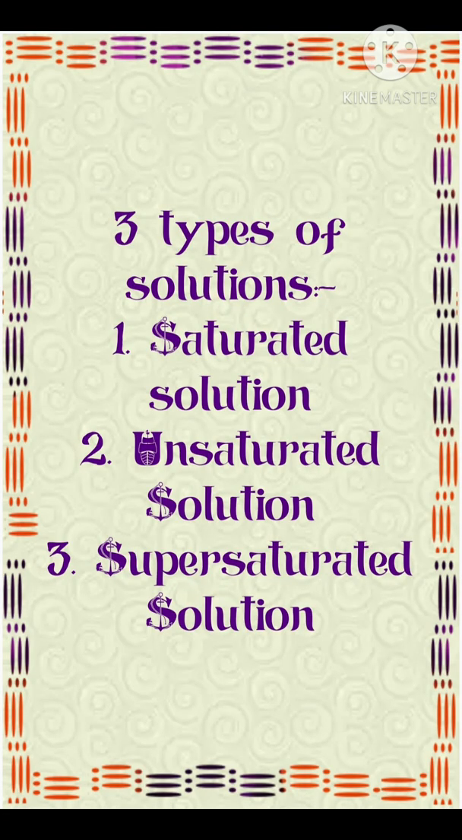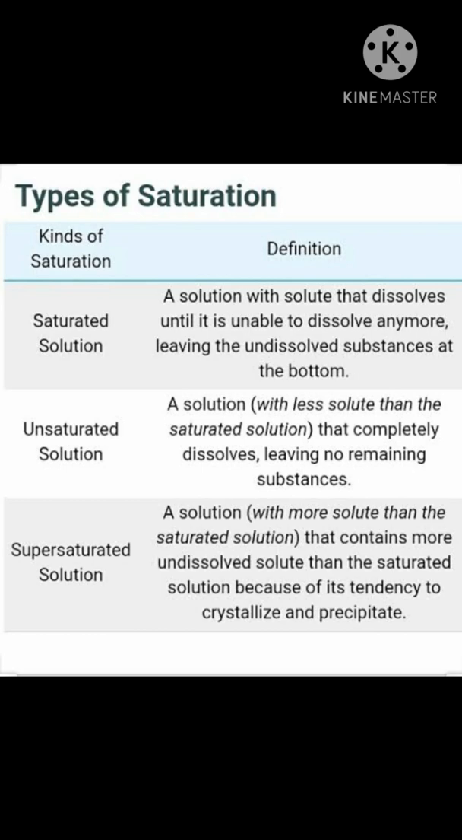Children, there are 3 types of solution on the basis of the ability of a solution to dissolve more solute: point 1 is saturated solution, point 2 is unsaturated solution, and point 3 is supersaturated solution. Now let me explain all of these one by one. First let's know about the saturated solution. The solution which cannot dissolve any more of the solute at a particular temperature is known as the saturated solution.